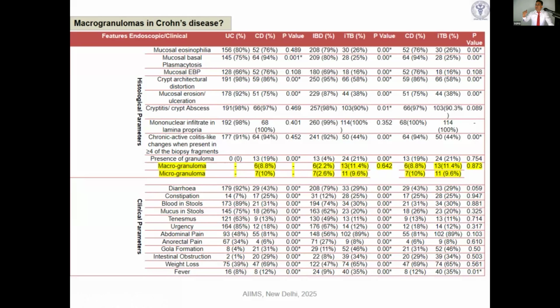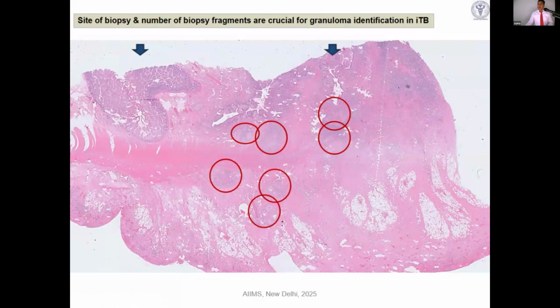Later, if the patient doesn't respond to ATT, the diagnosis can be reversed on subsequent MDT. So that is very important. And it is also important to know the site of the biopsies and the number of the biopsies. We are highly dependent on where the biopsies are being sent from.